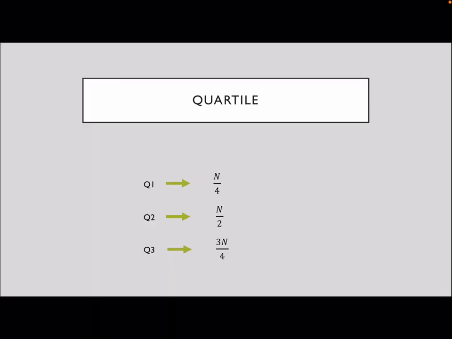What is a quartile? A quartile can be determined by using an ogive, and it is divided into three parts: the first quartile, second quartile, and third quartile. The second quartile is also known as the median. They are represented by Q1, Q2, and Q3, with the formulas n over 4, n over 2, and 3n over 4. For your information, n is the cumulative frequency.